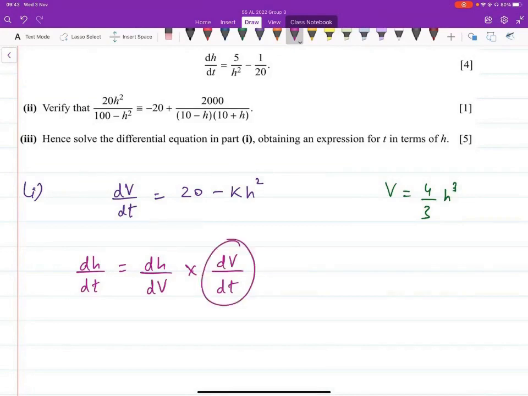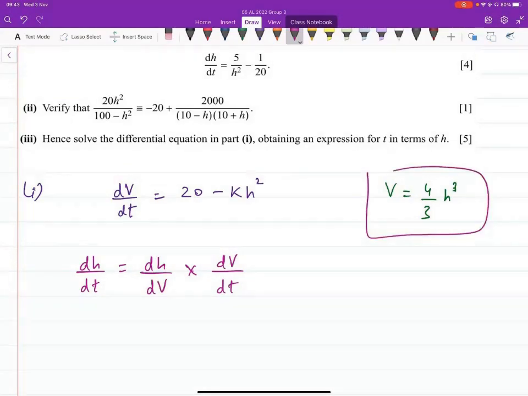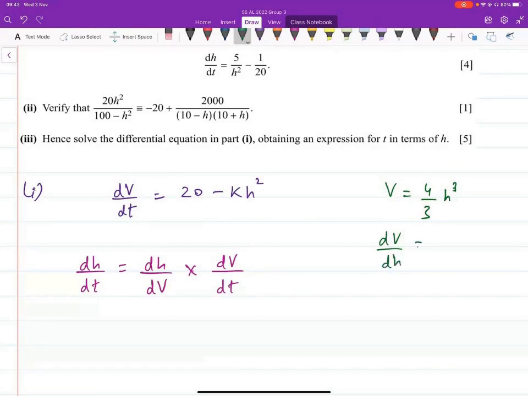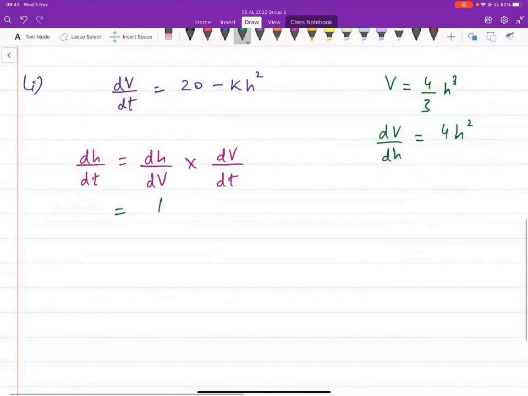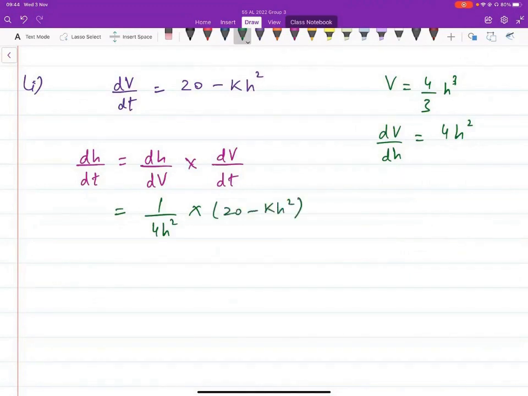We already have dv over dt. What we need is dh over dv. Since we are given v equals 4 over 3 h cube, we can differentiate it, and that gives us dv over dh equals 4 over 3 into 3h square, that's going to become 4h square. That's the derivative here. If this is dv over dh, what will dh over dv be? That's going to be 1 over 4h square. dv over dt is 20 minus kh square. Okay, this is dh over dt. This is what we needed to find.